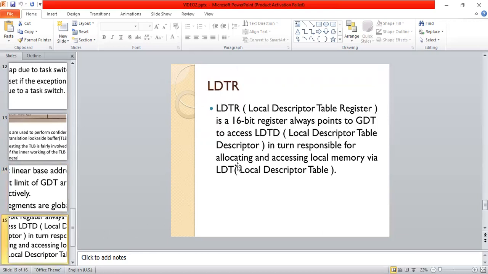LDTR, the local descriptor table register, is a 16-bit register that always points to the GDT to access the LDT descriptor, which in turn is responsible for allocating and accessing the local memory via the LDT, the local descriptor table. That means LDTR is a 16-bit register which points to the GDT, and while pointing to the GDT, it can access the LDT descriptor, which in turn is responsible for allocating and accessing local memory via the LDT.